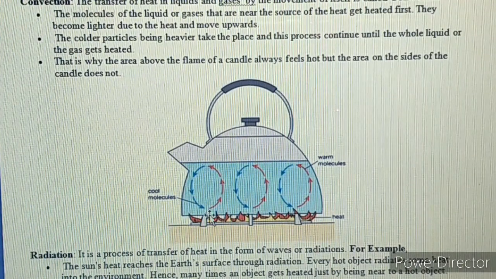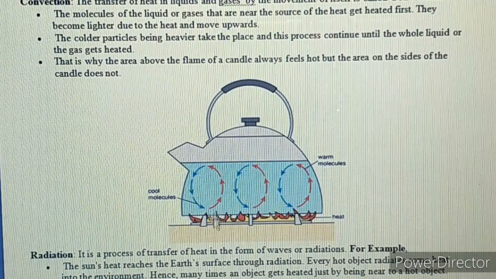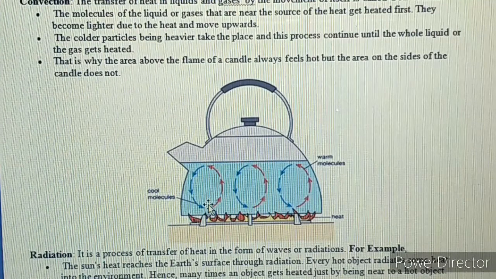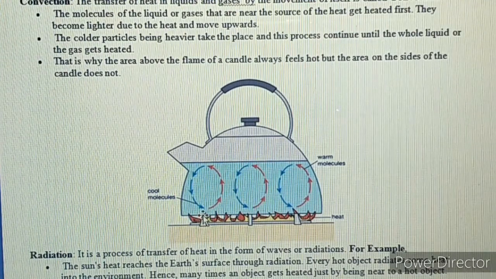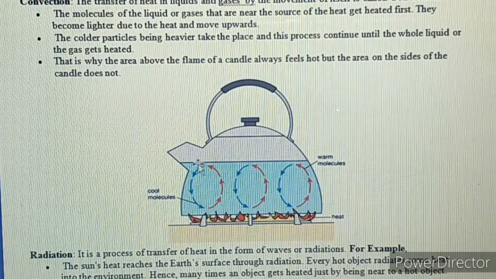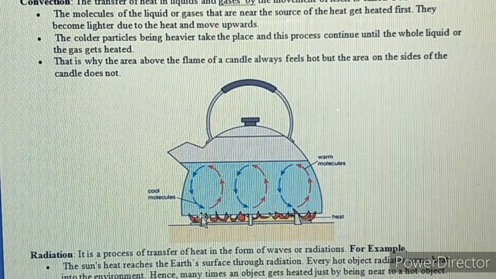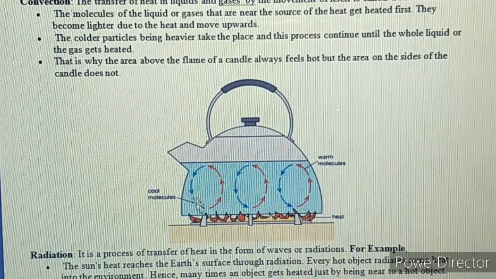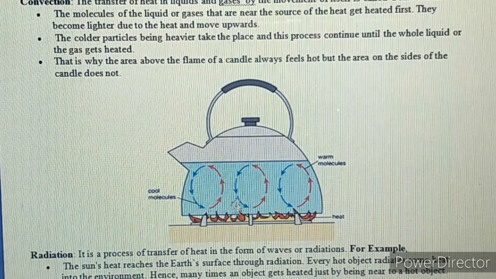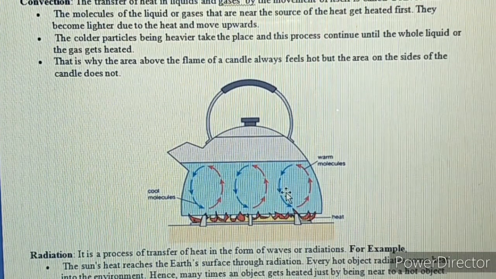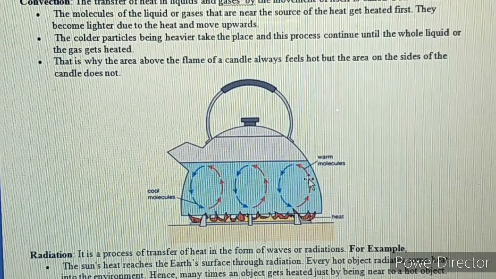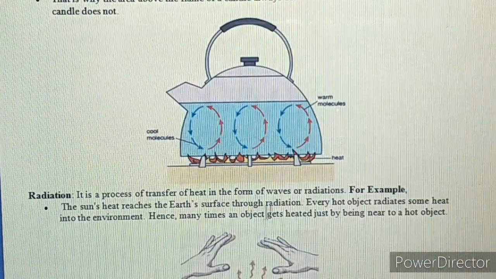See, the liquid above the gas flame heats up first, and it flows up because it becomes lighter. Then the colder liquid comes down, again it becomes hot, and this way a cycle is formed. Due to this convection cycle, the whole liquid or gas gets heated, and these are called convection currents.